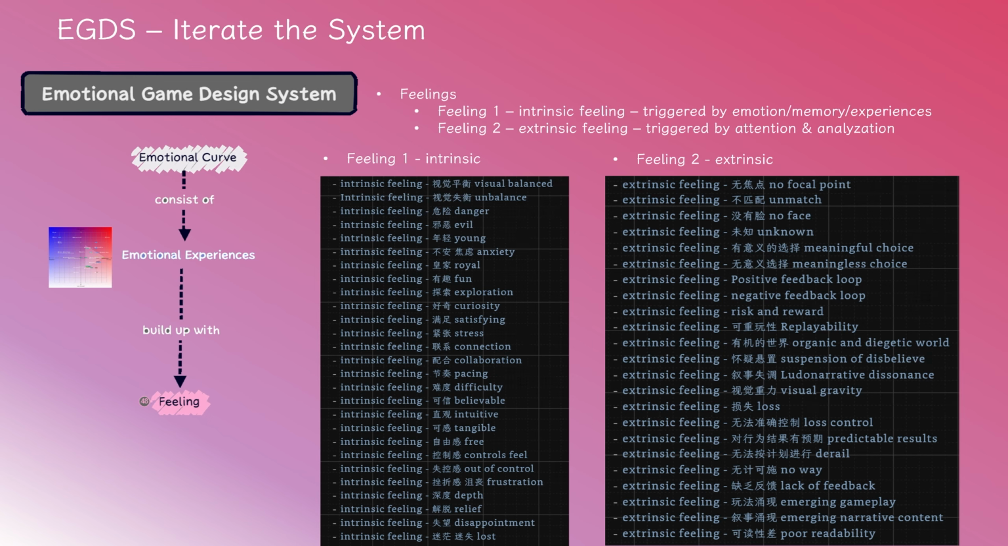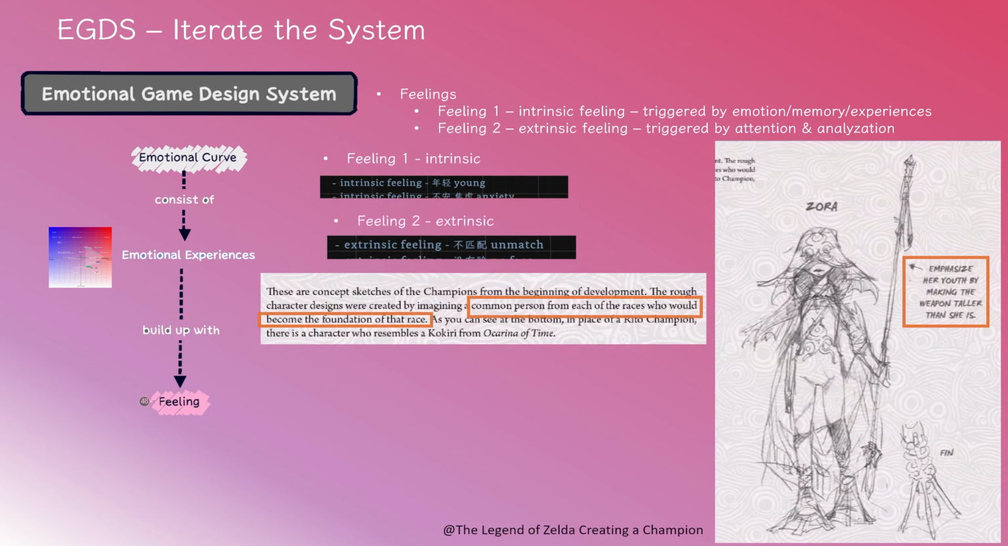And for extrinsic, you could think of it as the rational reasons or logic behind the intrinsic feeling. For example, no focal point, unmatched, no face, unknown, something like that. I will give you some examples. For example, in the book The Legend of Zelda: Creating a Champion, when the designers and artists were trying to create the Zora, they wanted to deliver an intrinsic feeling of youth. And the way they achieved that was to make the weapon taller than the height of the Zora. So the extrinsic feeling here, I took as a mismatch.